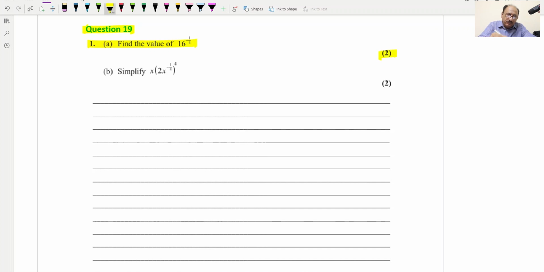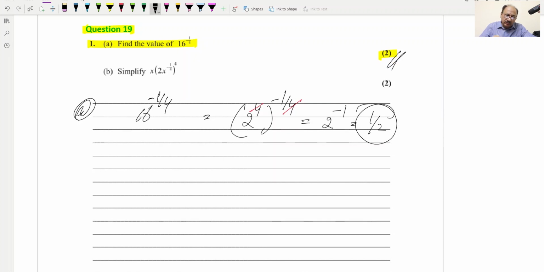Now question number 19 of this topic wise questions, and question number 1 of the past paper. This is a part, 2 marks question. Find the value of 16 raised to the power minus 1 by 4. So we can write it as 2 raised to the power 4 whole raised to minus 1 by 4. So 4 and 4 will be cancelled, and we will get 2 raised to the power minus 1, which we can write as 1 by 2. This will be a 2 marks question which we are done.